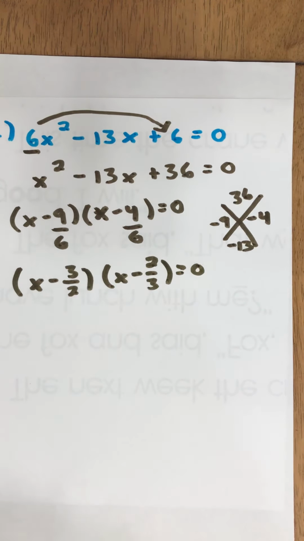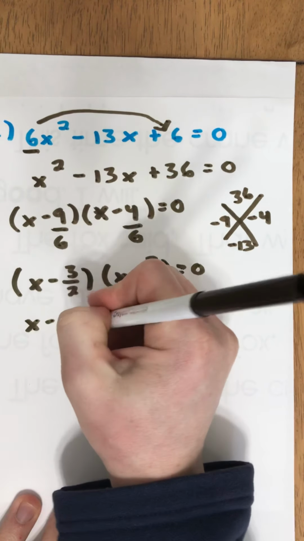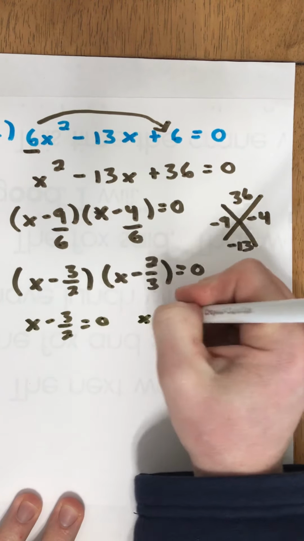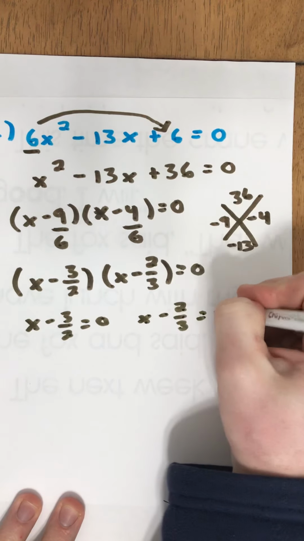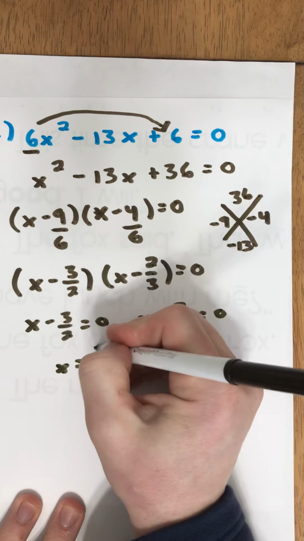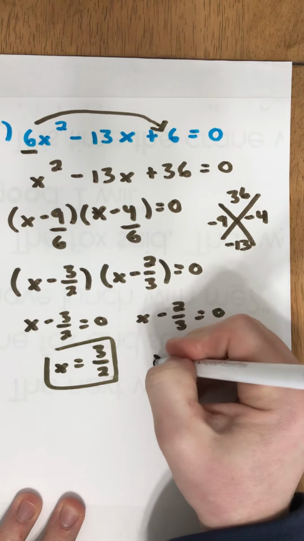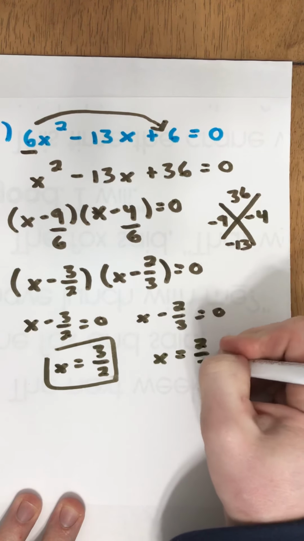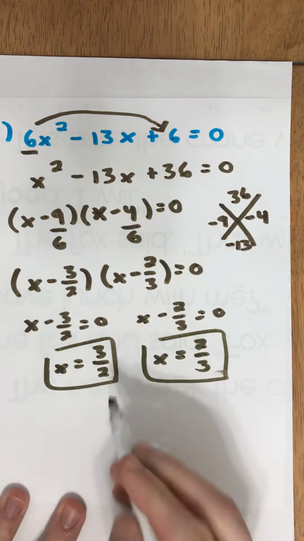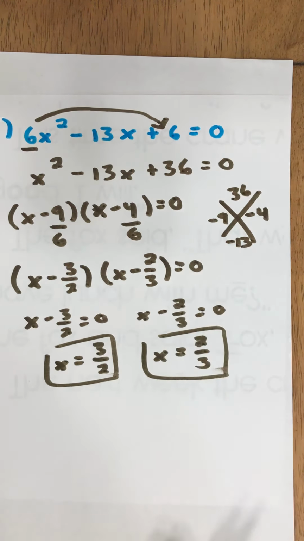Now I'm going to kind of use the shortcut that I talked to you about in the last example, and instead of popping this 2 up here and making it 2x minus 3, I'm just going to do x minus 3 halves equals 0 and x minus 2/3 equals 0. So all I'm doing is adding 3 halves to both sides. So I'm going to get x equals 3 halves. And in the other side, I'm going to add 2/3, and I get x equals 2/3. So my two roots in this example are 3 halves and 2/3.